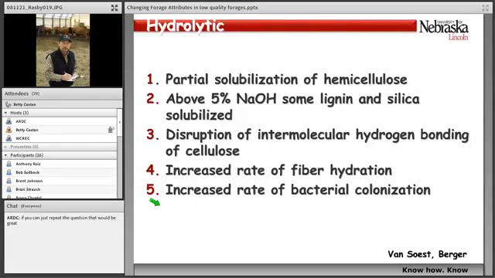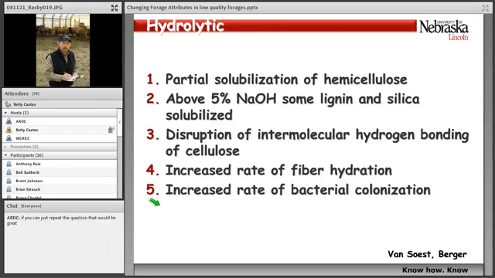So it's a hydrolytic kind of reaction, and basically what these six bullet points say is that when you treat it with anhydrous ammonia, it actually opens up that cell wall structure and makes it more available for the bugs to get at that very mature forage so it can be more easily digested in the rumen. So it increases partial solubilization of hemicellulose. As you think of a plant maturing, you increase the amount of hemicellulose, cellulose, and lignin, and those are hard to digest by the rumen microbes.